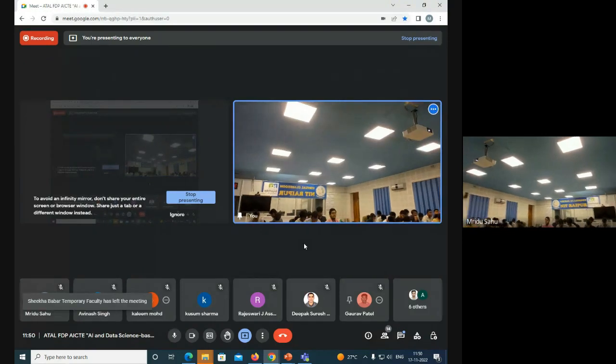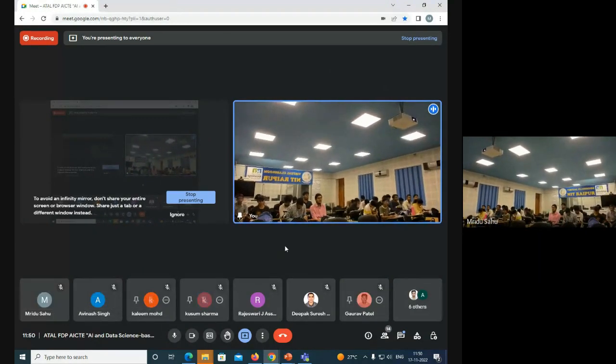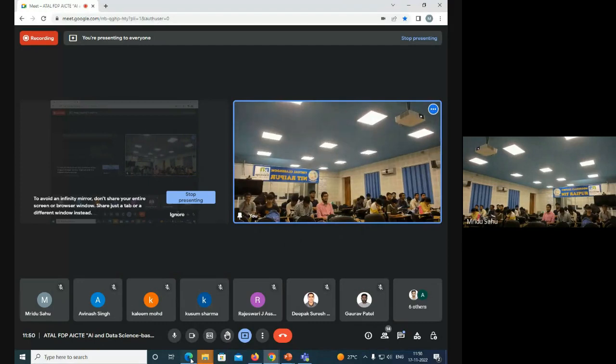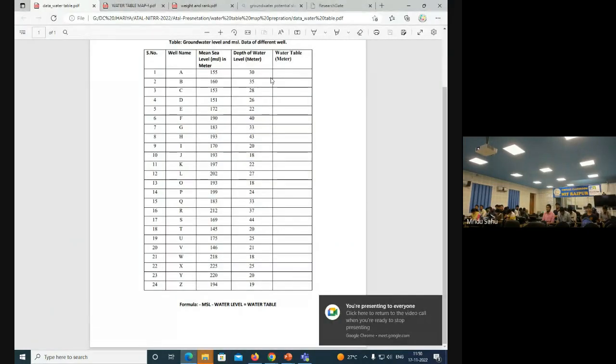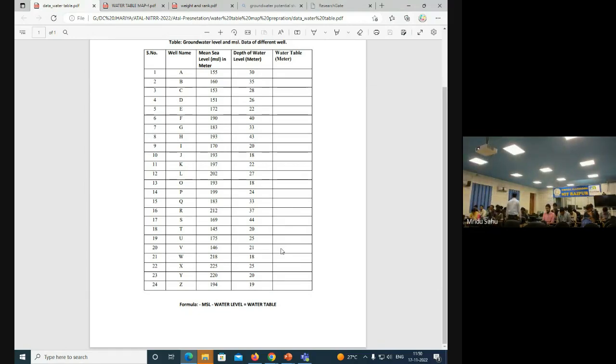Done? Okay. So the first part is completed. Here you calculated the water table value for all the wells. But suppose when you have to go in the field, how do you measure the water level? This also needs to be understood. So for this, I'm giving you one here.